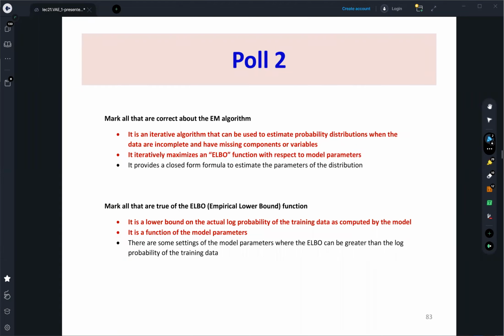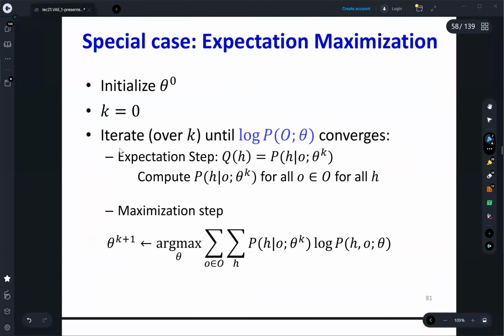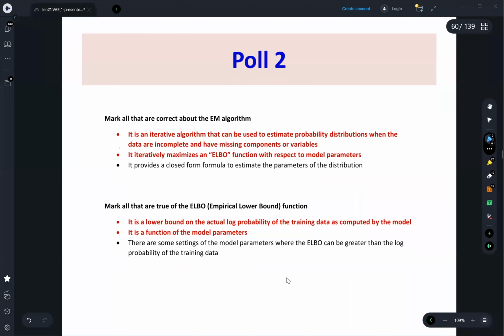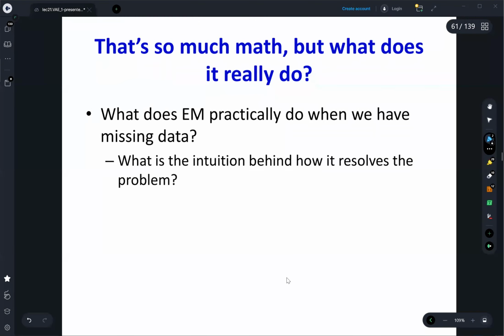In the specific case of expectation maximization, this is the expected value of H given O, basically. So you get an expectation that you maximize, but we'll get into that. It doesn't really matter to us, right? So what is this EM?